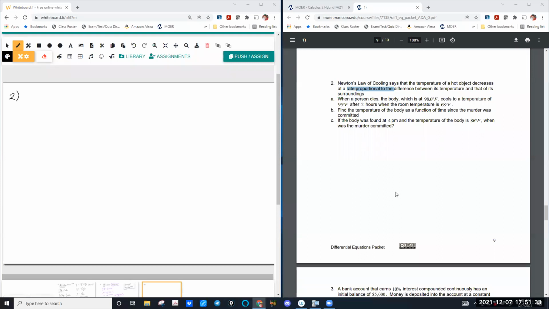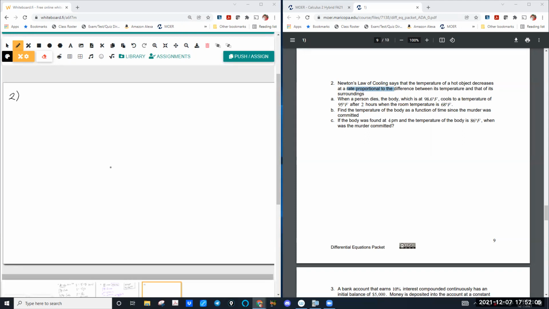So what we're going to do is we'll start number 2, and then I'm going to want to give you guys some time to try and work on it, because again, it's a really good differential equations problem, but it's not really obvious the first time you see it. So we're told that Newton's law of cooling says the temperature of a hot object or a cold object, it goes for both directions, decreases at a rate proportional to the difference between its temperature and that of its surroundings.